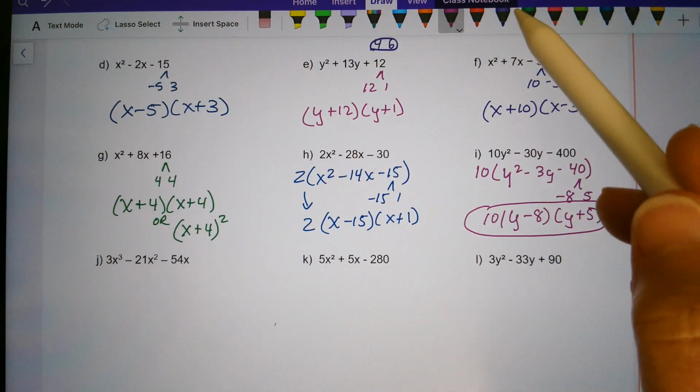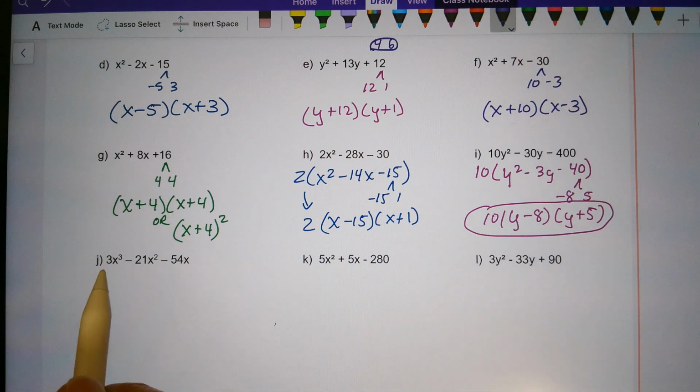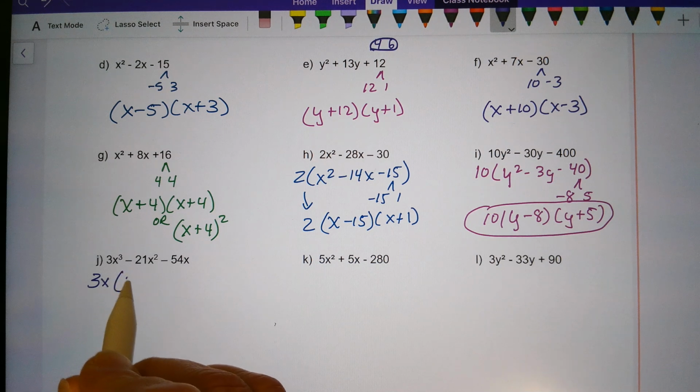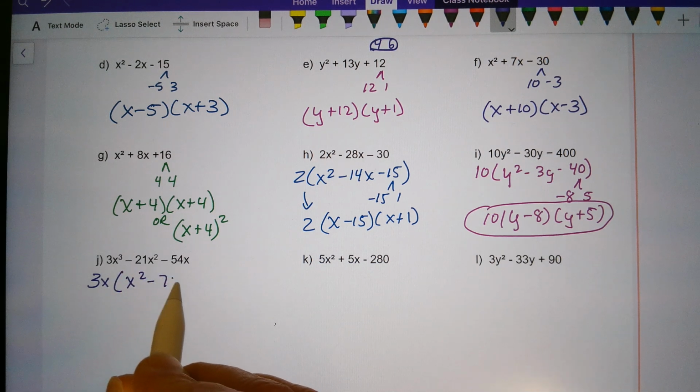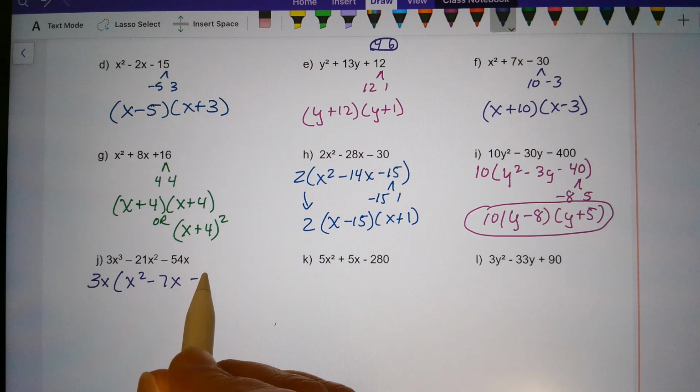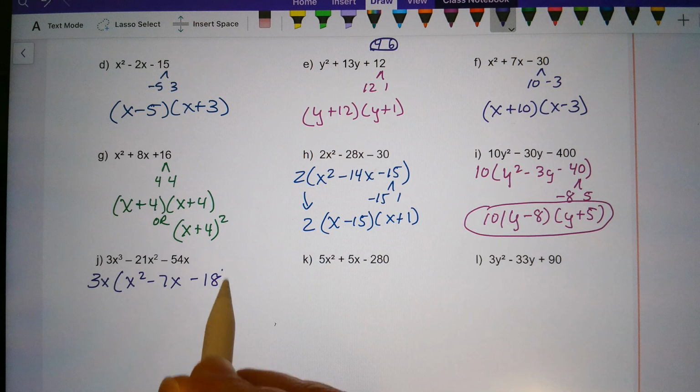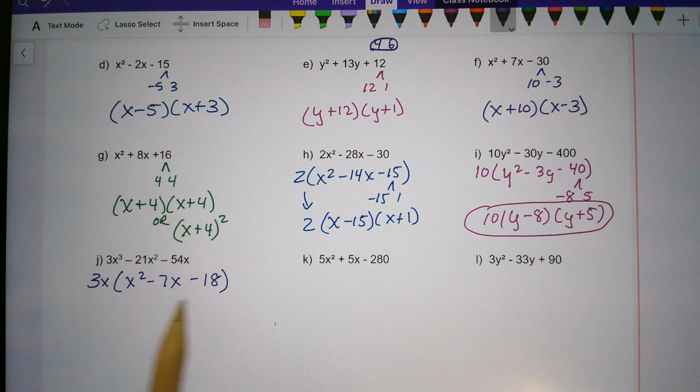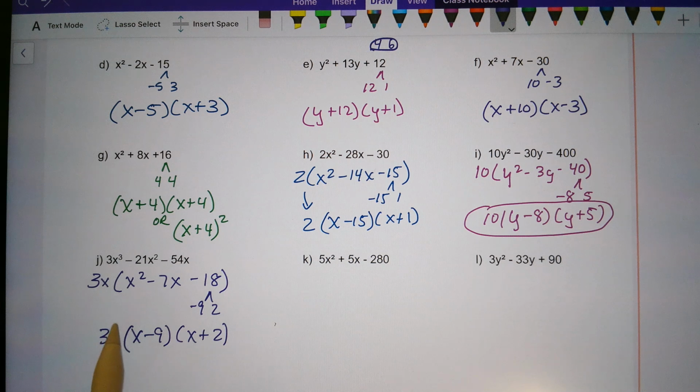J, GCF of 3x. 3x is common to all three terms. Factoring out 3x, we have x squared minus 7x minus 18. The trinomial inside parentheses, the leading coefficient is 1. The factors of negative 18 that sum to negative 7 are negative 9 and 2. X minus 9 times x plus 2. Bring down the GCF 3x.